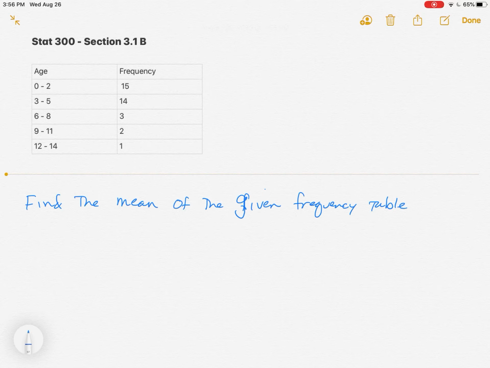So there's some problems when data is given to you in frequency tables. The most common mistake is for somebody to just work with the frequencies, but the frequencies aren't the data, they're the count of the data.